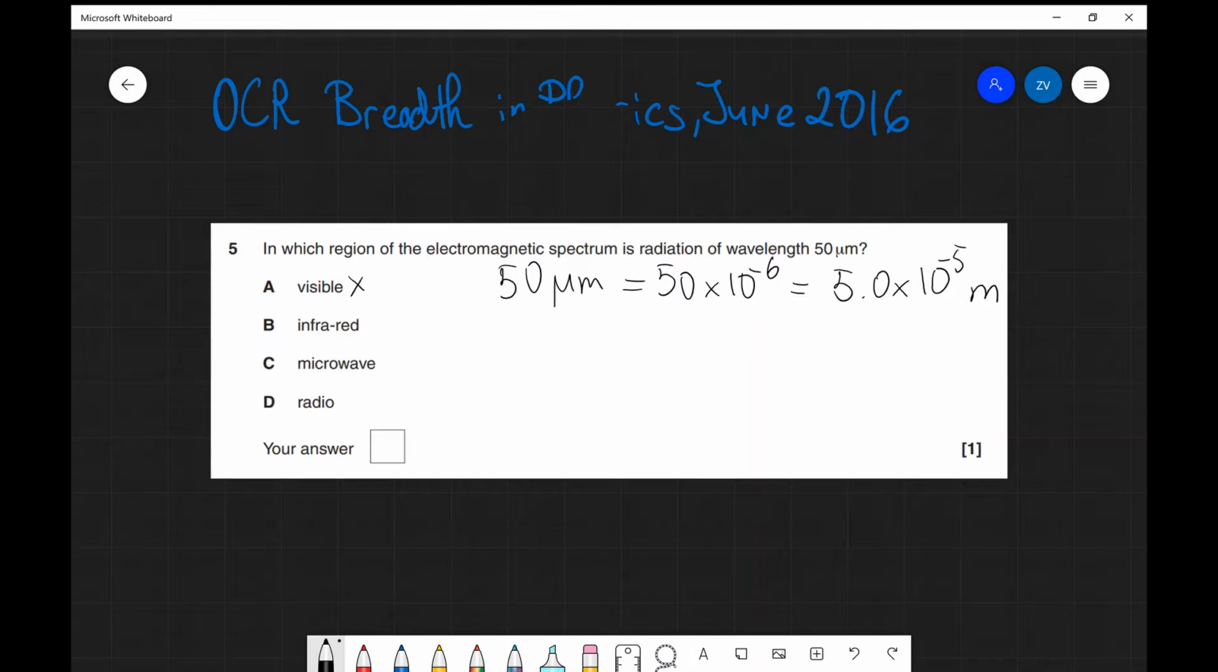Infrared, yes, it definitely could be infrared because this is just a little bit bigger, and that's the next part of the spectrum. So let's just read through the next ones just in case. Now microwaves, these are of the order of a few centimeters, and this is considerably smaller, so that's not going to be that. And radio waves are quite big, so they're of the order of meters, so it's not that. So the correct answer has got to be B, infrared.